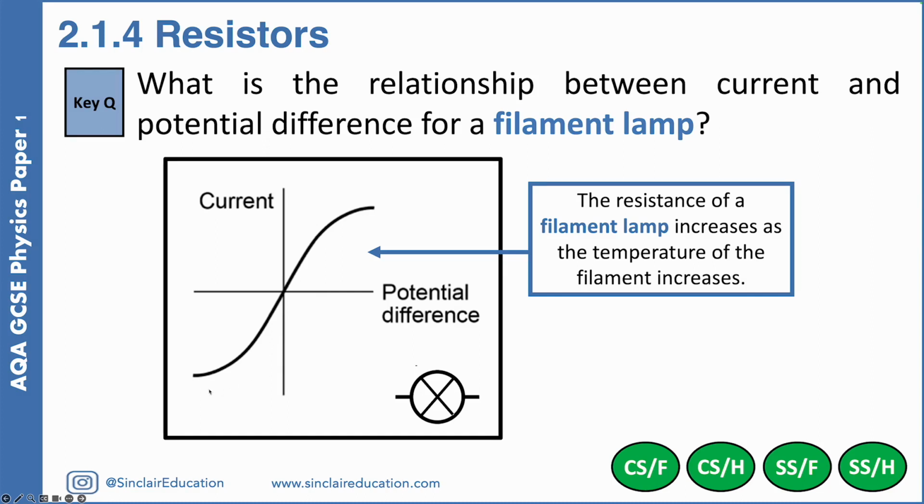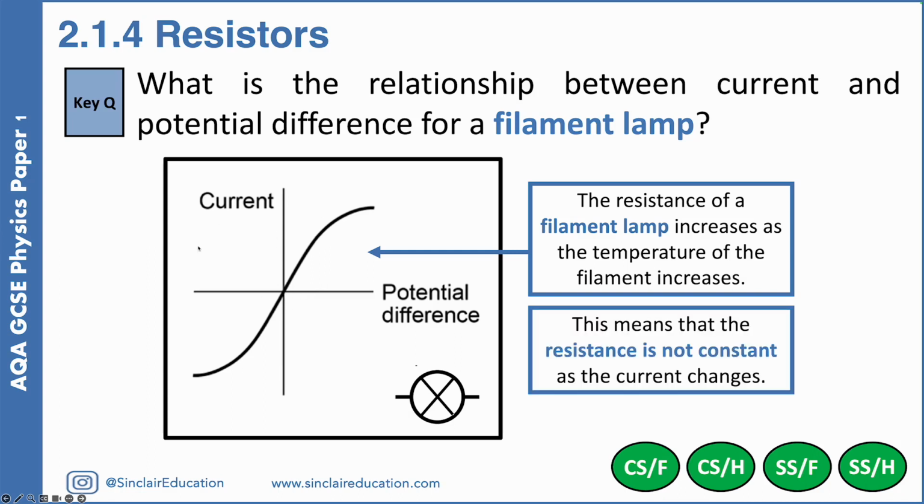You might be asked to sketch these in your exams. Just make sure it's relatively symmetrical around your center origin point. But with our filament lamp, we get this shape because resistance is not constant as the current is changing. So we find that actually as current increases, the temperature of the wire increases and therefore resistance goes up too.